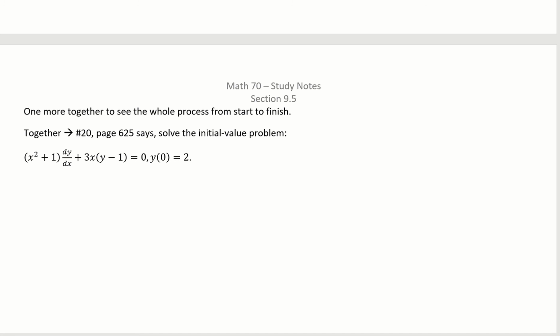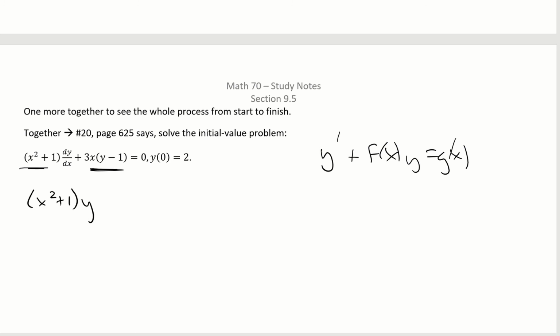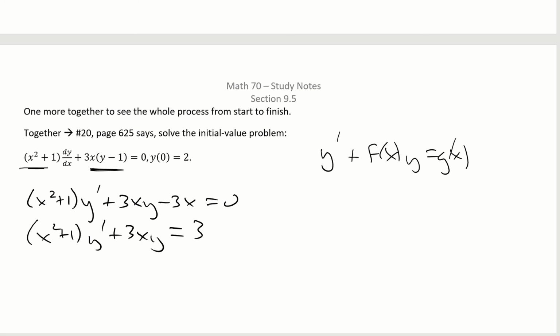So we look at it, it's not at all in the form we want, which is y prime plus f of x times y is equal to g of x. But we use a little shenanigans to get it in that form. Actually, I see a problem here too. I know that that guy's not supposed to be there next to dy dx. Let's work on it. So we have x squared plus 1 times y prime, plus 3xy, and then this guy's special, you've got an extra guy here, minus 3x is 0. Okay, we're getting there. x squared plus 1 times y prime plus 3xy is equal to 3x.